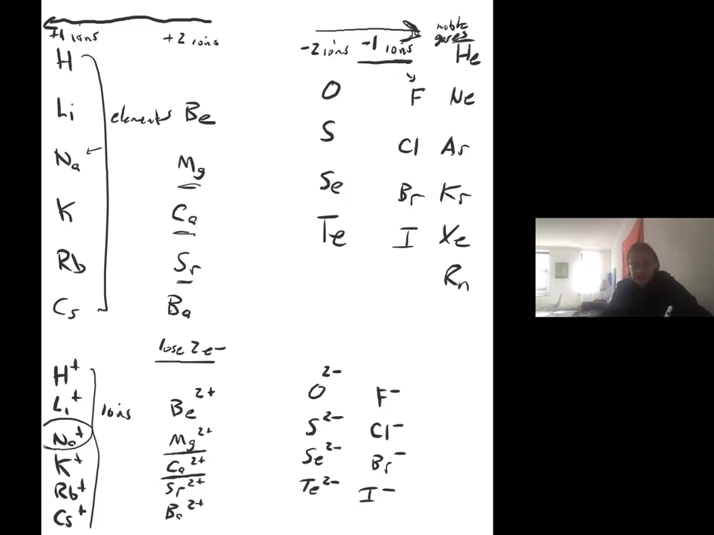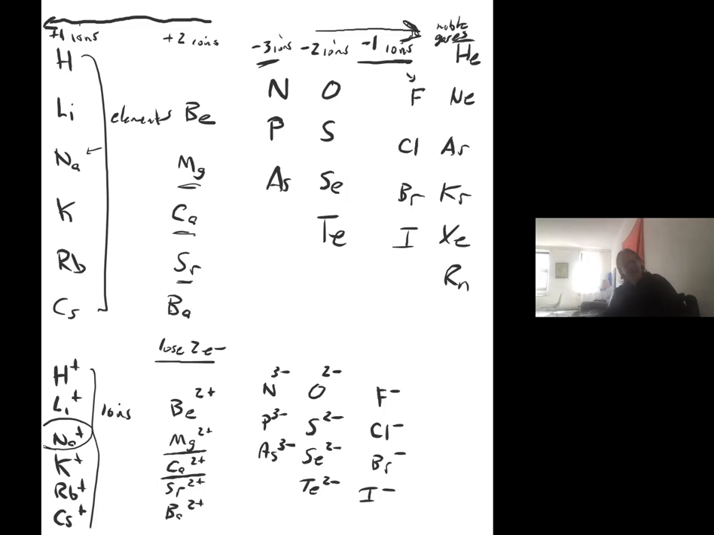Next column over, -3 ions. So that would be nitrogen, phosphorus, and then arsenic. -3 means they gained 3 electrons. So N3 minus, P3 minus, As3 minus, okay?